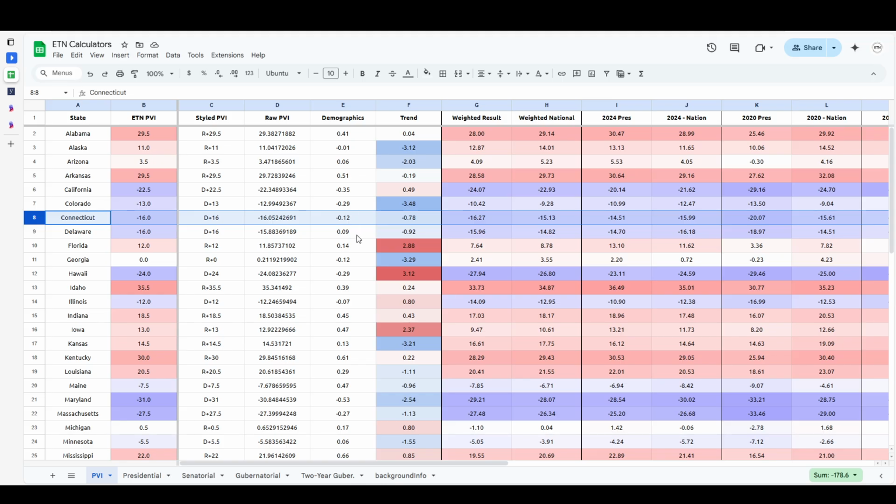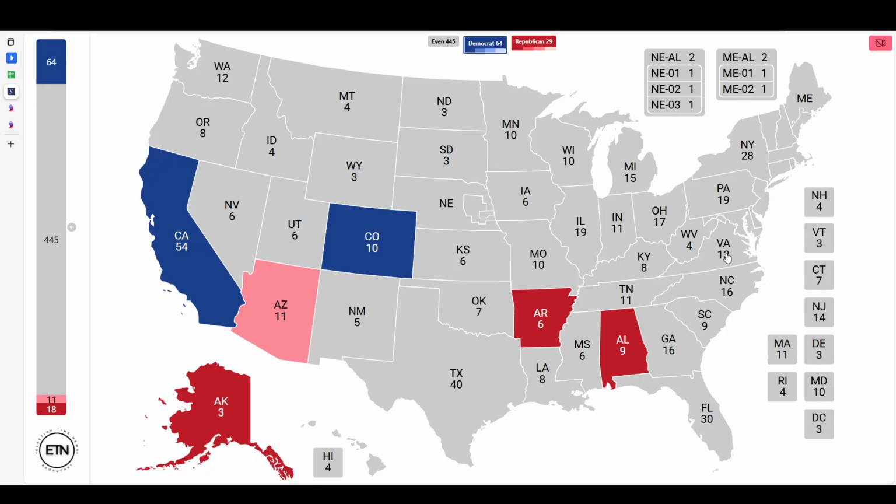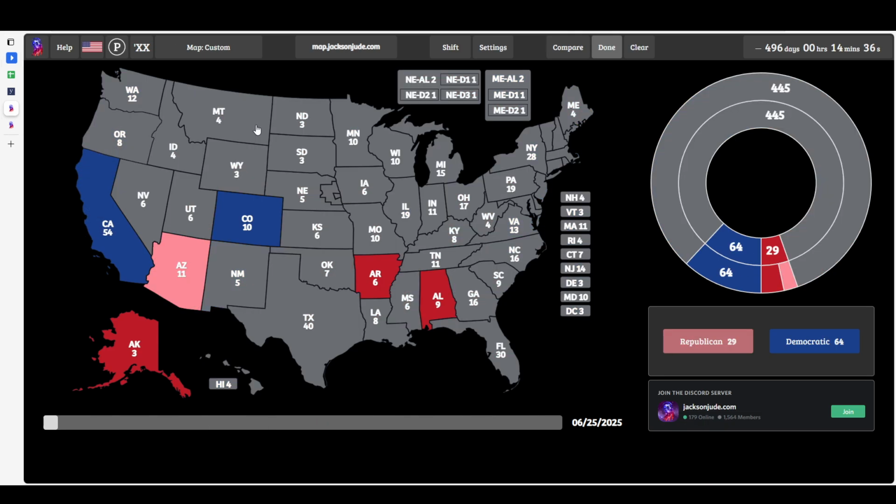Delaware's a bit favorable for Republicans based on demographics. Connecticut a bit towards Democrats, but they're just barely on opposite sides of 16, but they do both end up being D plus 16. So they're both going to end up being that, just due to rounding, because you can't be so sure, you're not going to pretend that we are sure, so we only have one degree of certainty, and that is by each half. So we do end up having D plus 16 for both there on the map.